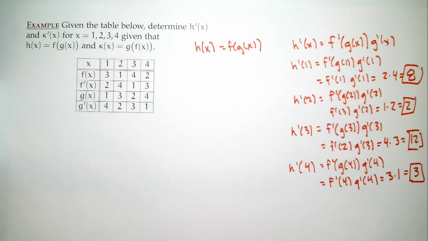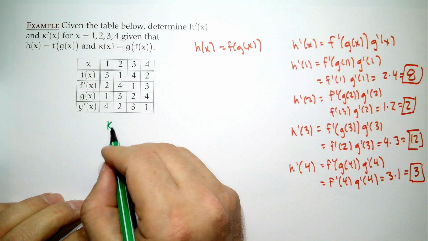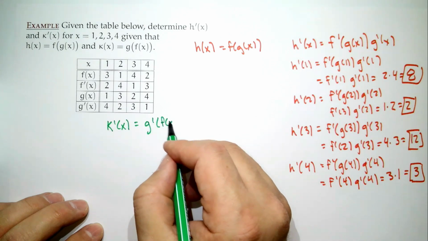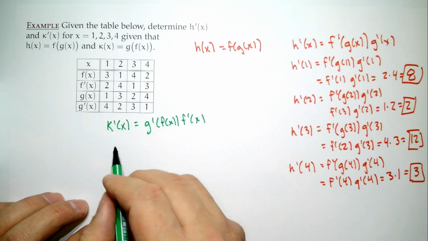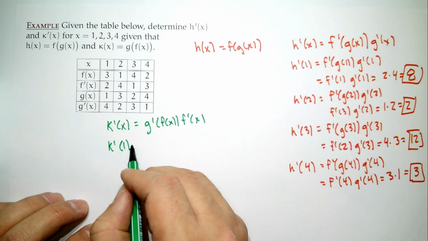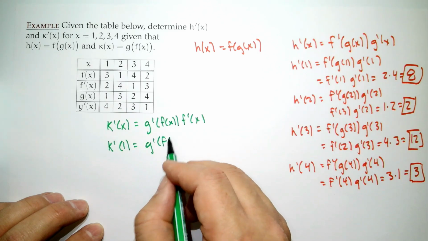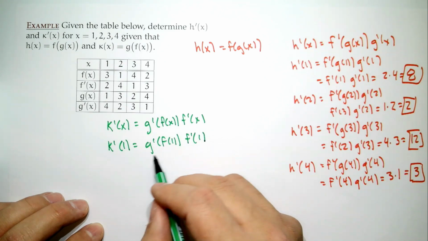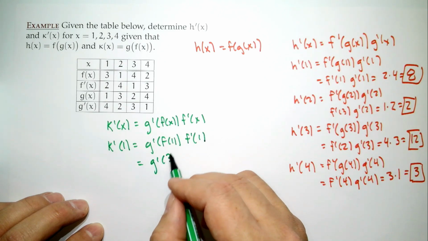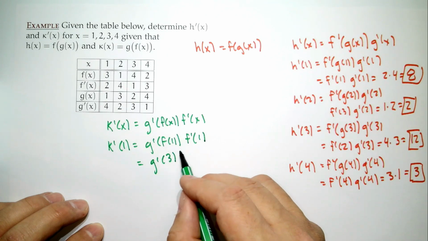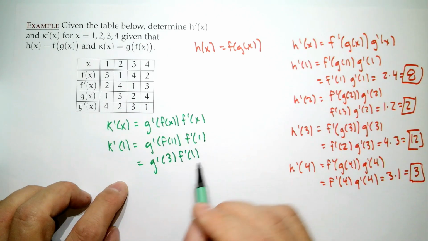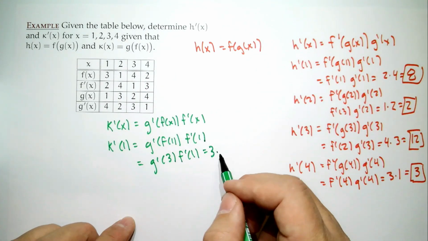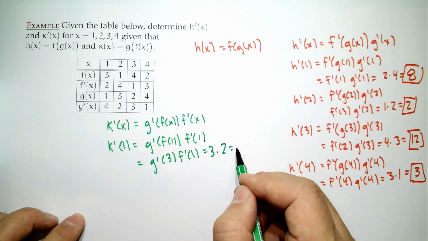k prime. Well, if you're going to do k prime, and we won't have time to finish it, you notice it's g prime of f of x times f prime of x. Let's just do one value. k prime of 1 would be g prime of f of 1 times f prime of 1. f of 1 is 3. And so we have g prime of 3 times f prime of 1. g prime of 3 is 3. f prime of 1 is 2, which gives us 6.